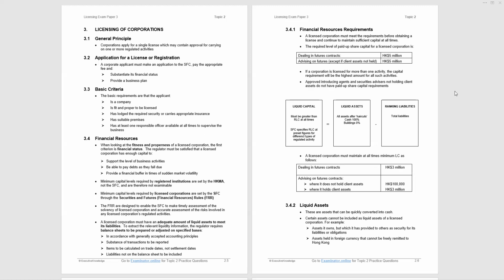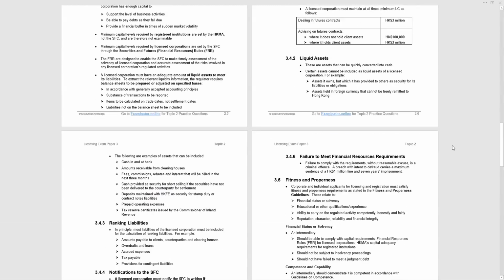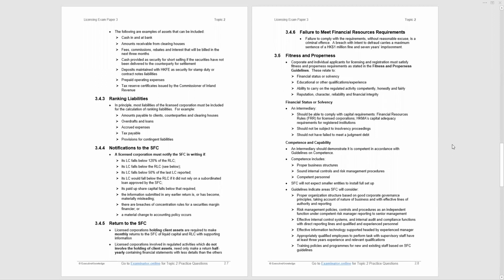Now, paragraph 342, we list what is considered to be liquid assets, and that continues, top of page 2.7. Accountants among you probably don't agree with some of these. They're just listing what appears under current assets, for example, prepaid operating expenses. Nevertheless, that is what the financial resource rules consider to be liquid assets. And then under paragraph 343, we list what is considered to be ranking liabilities. Remember, to get the liquid capital, we take the liquid assets minus ranking liabilities.